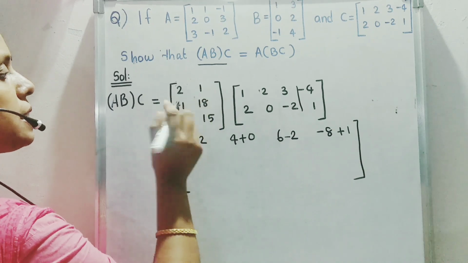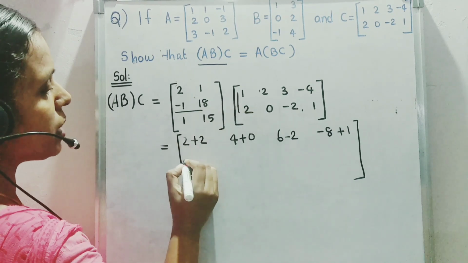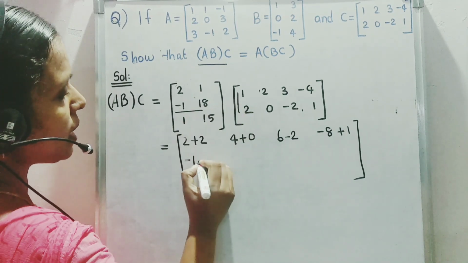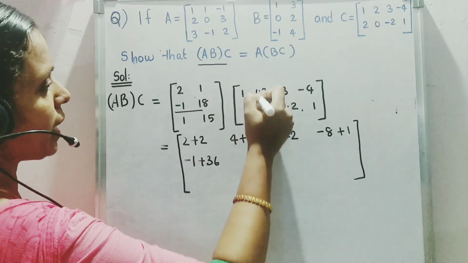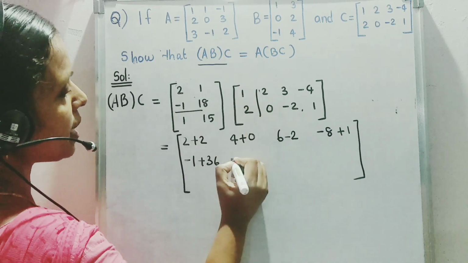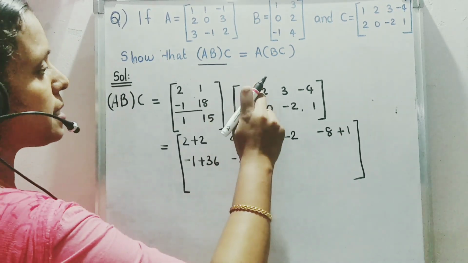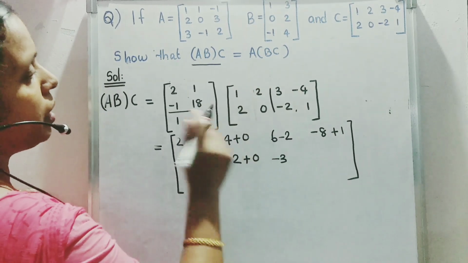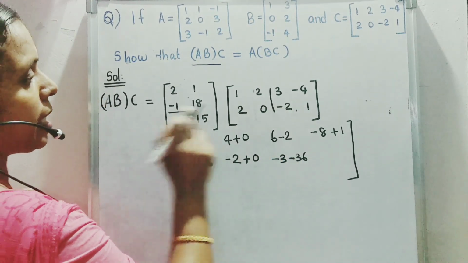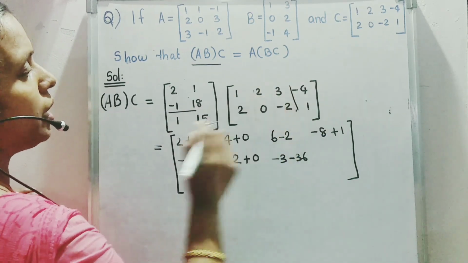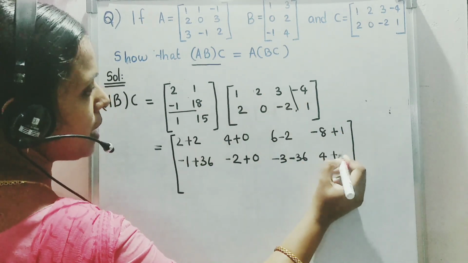Next we multiply second row with first column. That is negative 1 into 1, negative 1. 18 into 2, that is 36, plus 36. Next we multiply second row with second column. That is negative 1 into 2, that is negative 2, plus 18 into 0 is 0. Next we multiply second row with third column, negative 3. 18 into minus 2, minus 36. Next we multiply second row with last column. That is negative 1 into negative 4 is 4. 18 into 1 is plus 18.